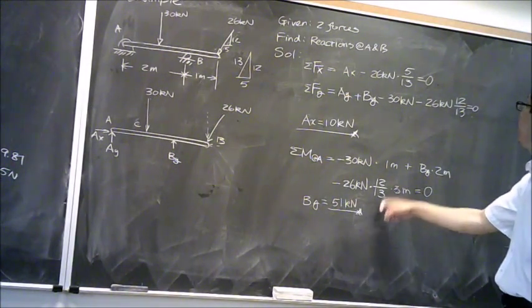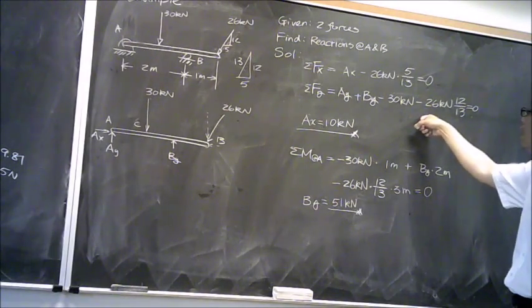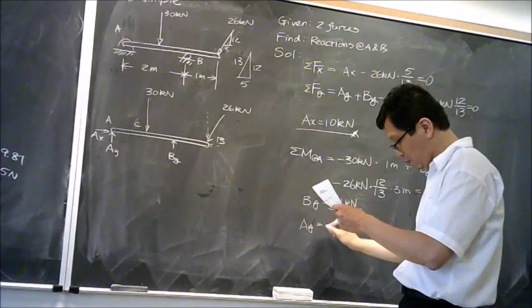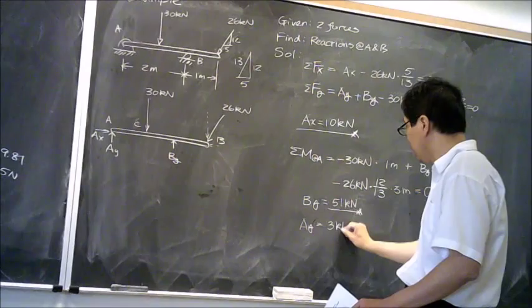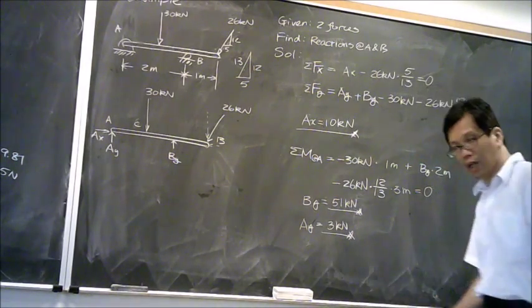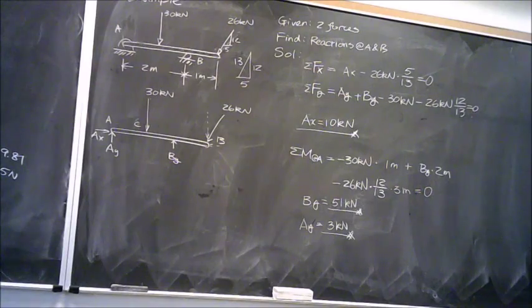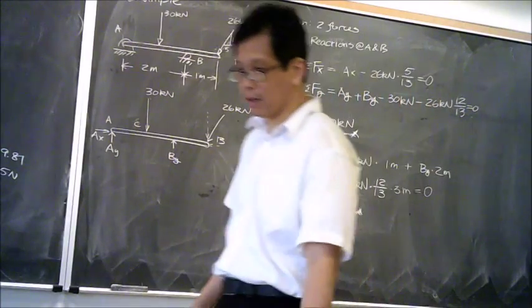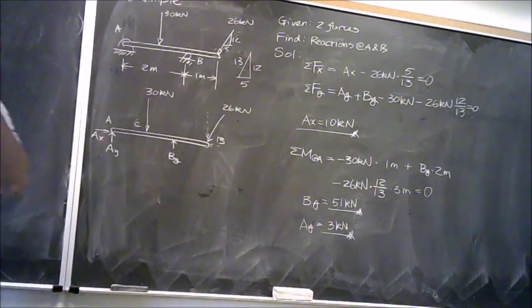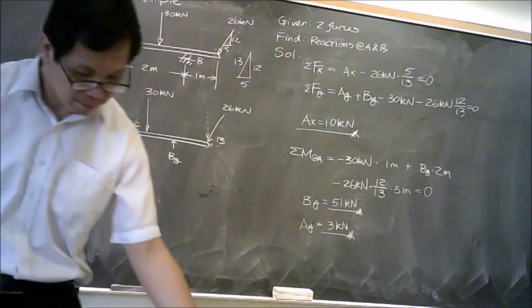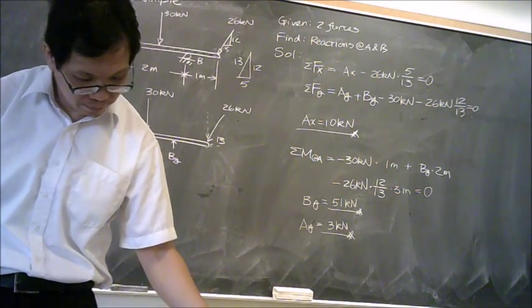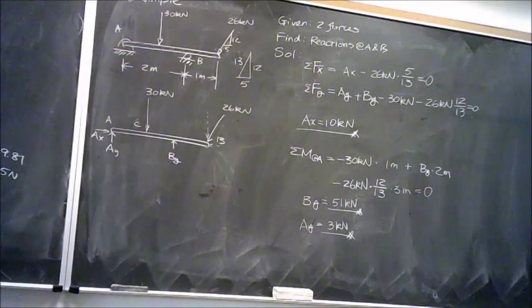You can plug this number back into this equation and get the answer of AY. If you do that, you're going to find AY equals 3 kilonewton. Mark the answers so I know what you get. Okay, so that is going to be the answer for this specific problem. Any question? Is that clear? Everybody understand what I'm talking about?